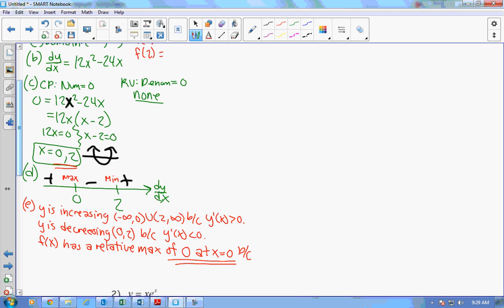Right. Because dy/dx changes from positive to negative. Okay, and we have a minimum. We know it's a relative min because the cubic goes on forever because of the domain.